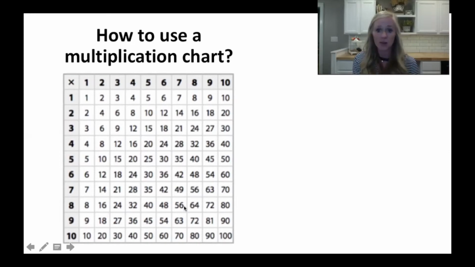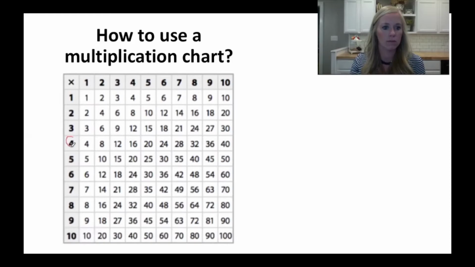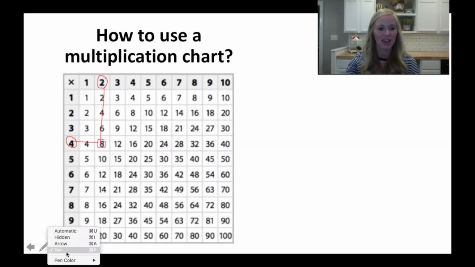So for instance, if we were trying to figure out 4 times 2, and I'm gonna get a pen. So we can find 4 along that column, and then we can also find 2. So 4 times 2, and we're just going to go until those two numbers meet. So our product would be 8. 4 times 2 equals 8.